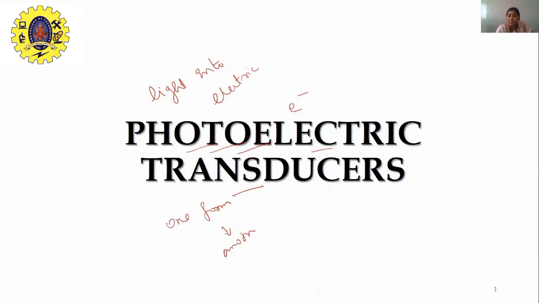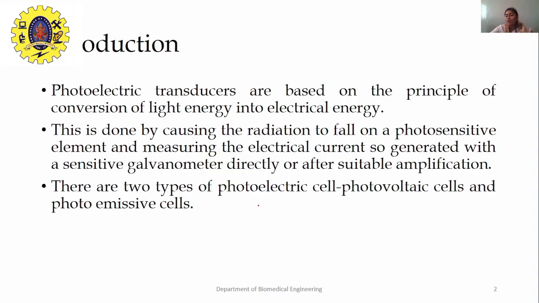Let's see what those are. For the introduction, the photoelectric transducer, as I told you before, always follows the principle of converting light energy into electric energy. Because of this, the name of the transducer is photoelectric transducer. So how does it get converted into electrical energy? When incident light falls on something, it is converted into electrical energy, right? So what is that process?